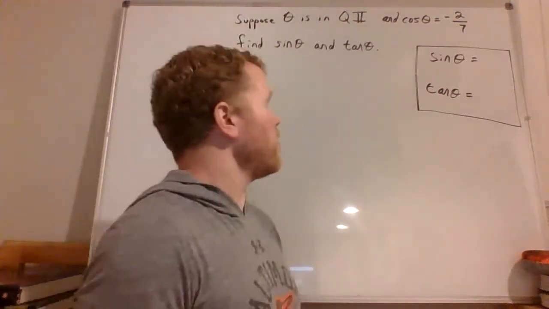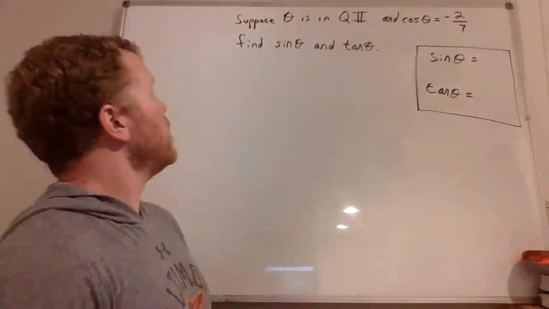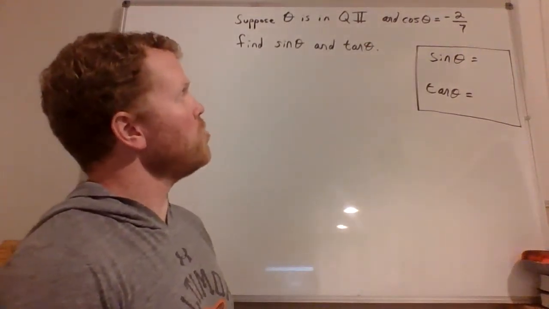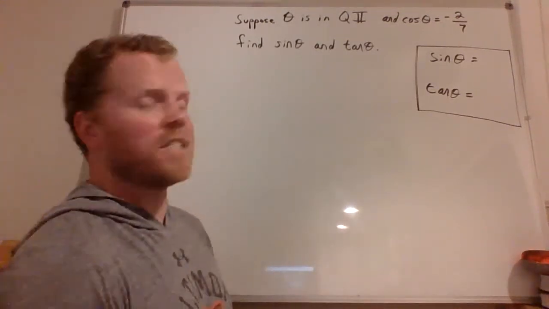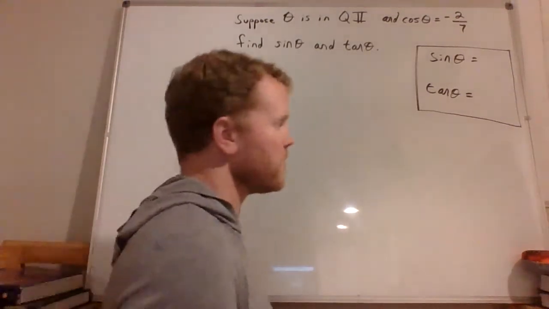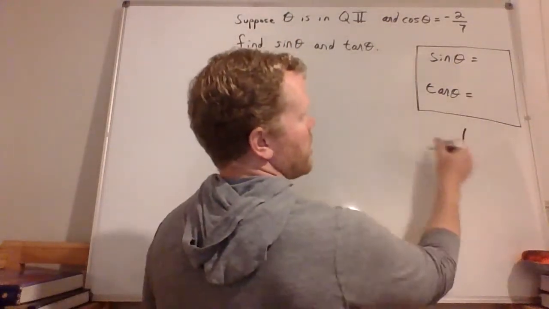So, what you've got here in my made-up little question is: suppose theta is in quadrant 2, and cosine of theta is -2/7. Find sine and tan. Find the other two. So, first and foremost, things to remember.